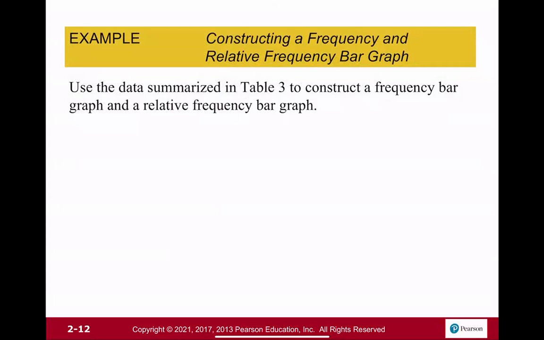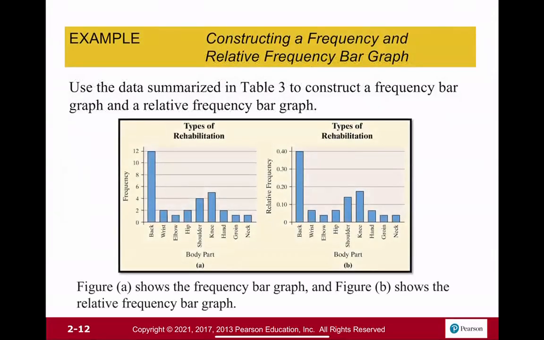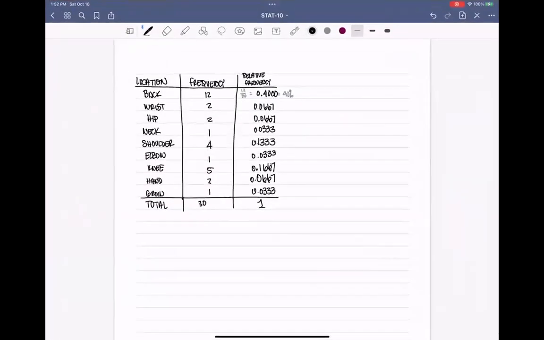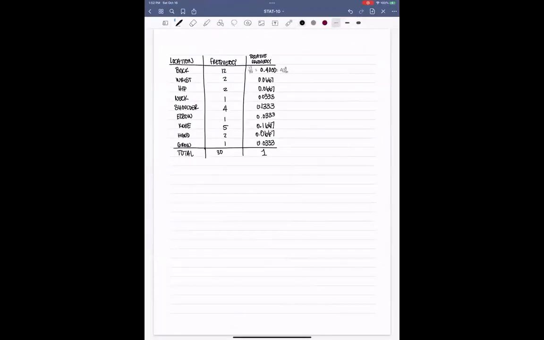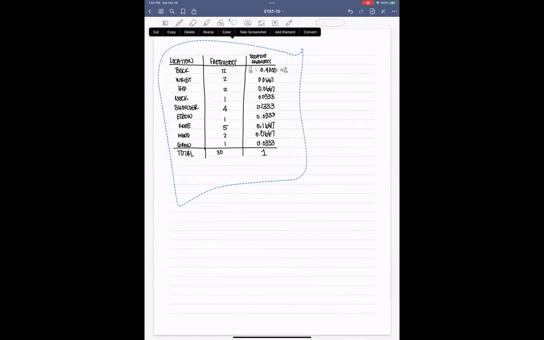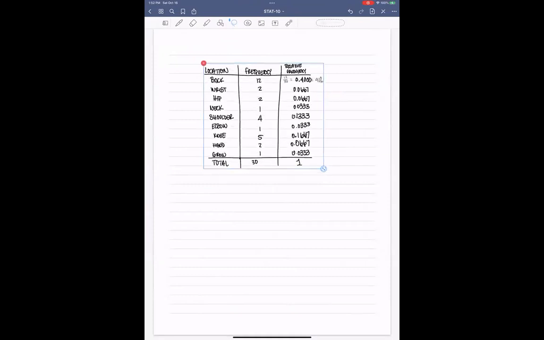So use the data summarized in table 3 to construct a frequency bar graph and a relative frequency bar graph. So let's come right over here and construct a frequency bar graph. Again, what we're going to do is organize this into a graph. So we're really going to organize it into 2 graphs, so I'll have 2 separate pages for this. We'll do a bar graph for the frequency here, and we'll do relative frequency on this page.